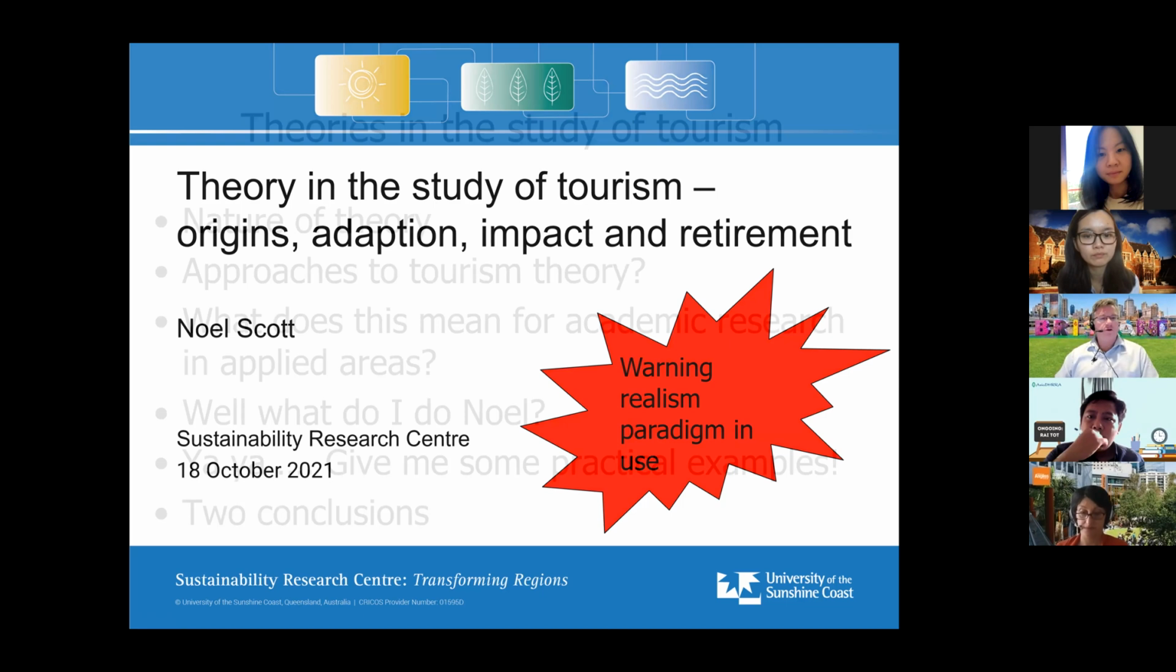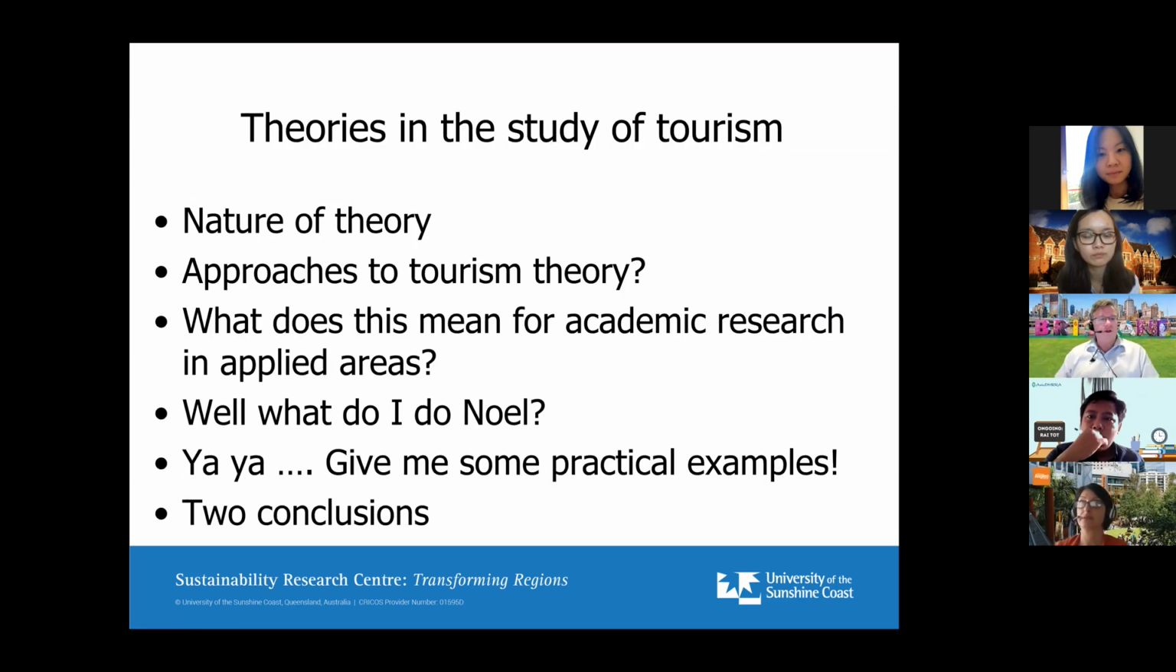So my outline is, I want to talk a little bit about the nature of theory. What is theory? Then approaches to tourism theory, and what that means for academic research in applied areas like tourism. I want to try and answer the question, well, what do we do then? Given what you've said, Noel, what do we do? And give you some practical examples of how I think things should be developing in tourism theory, and then two possible conclusions that you could draw from this study. So we'll see how we go.